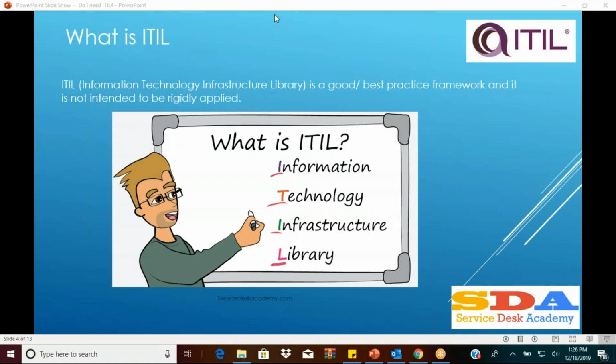And the next thing is it's a best practice framework that can be applied in any industry. We have many industries and domains, like the finance domain, the IT domain, the pharmaceutical domain, the banking domain. There are so many domains, you all know that, right? It doesn't matter. You can apply ITIL in any domain. So these are the primary reasons why ITIL has been so successful.